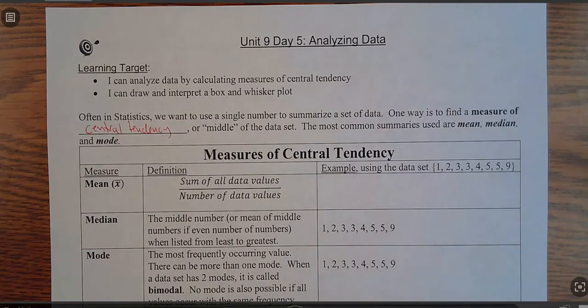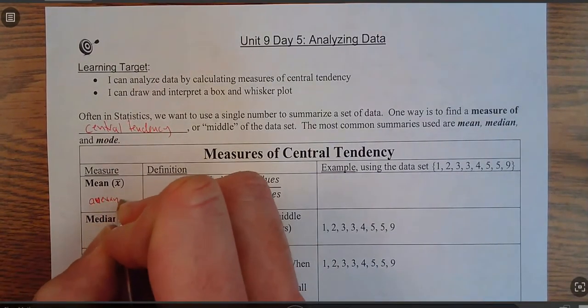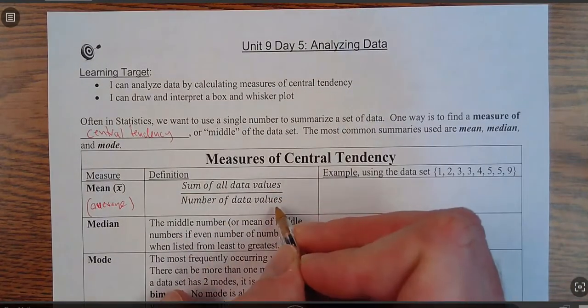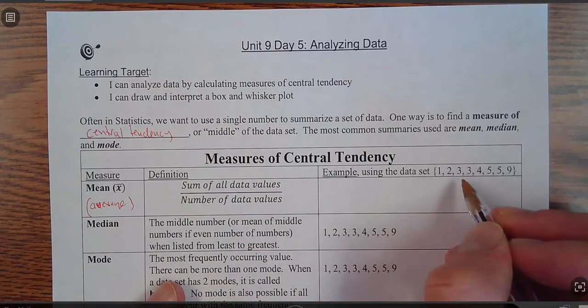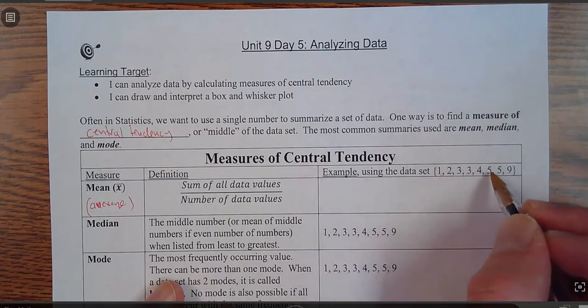You did a lot of this. This used to be a standard when you were in middle school. So the mean, which is just another name for average: you add up all the numbers and divide by the number of numbers. On this one, I'm going to use the data set 1, 2, 3, 3, 4, 5, 5, and 9.